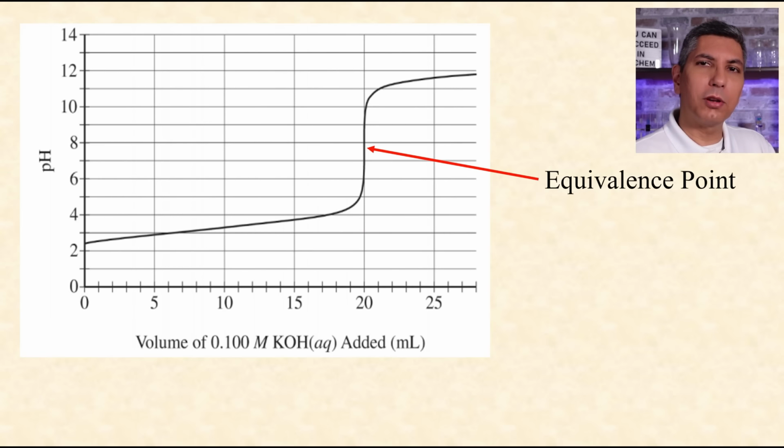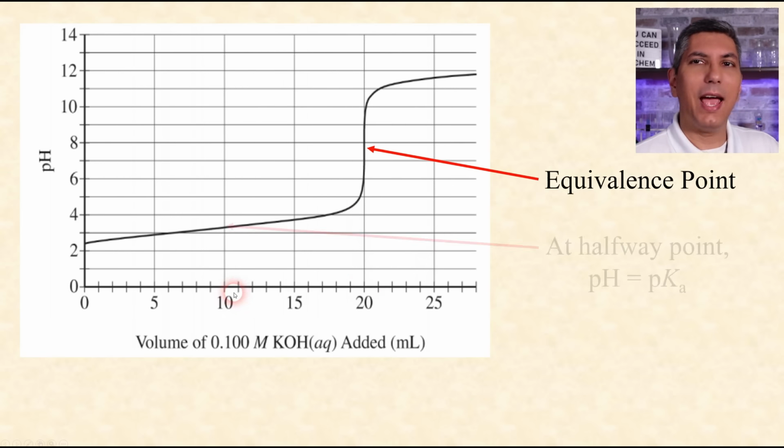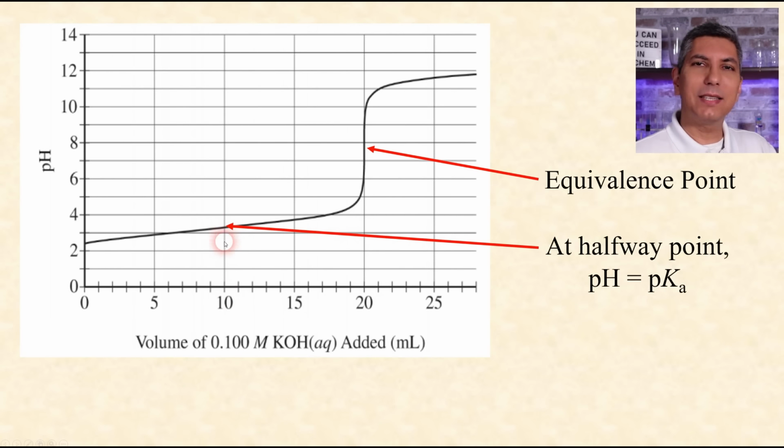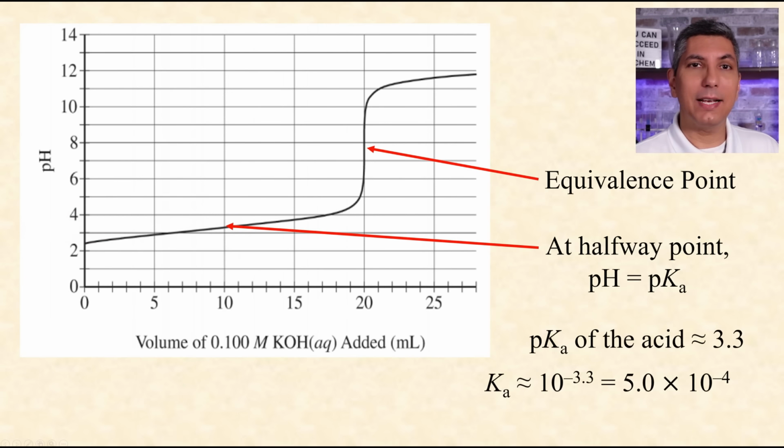One of the most important parts of a titration curve is the half equivalence point, because at the half equivalence point, the pH equals the pKa of any weak acid involved in the titration. And we look at the halfway point and estimate the pKa of this acid is about 3.3.